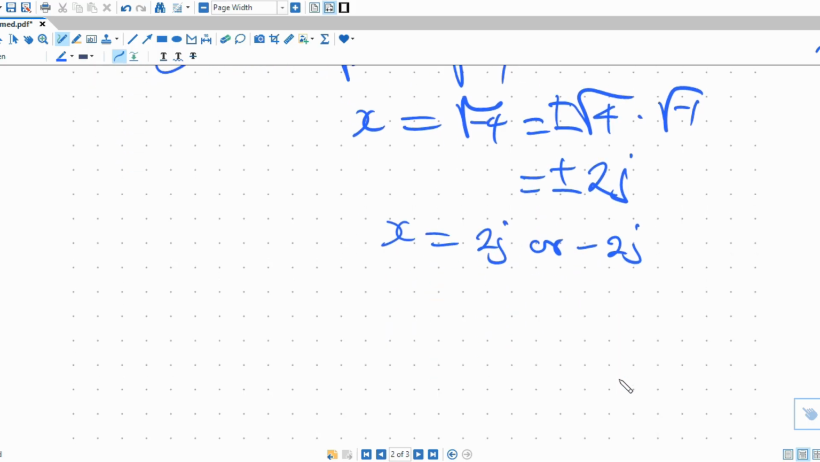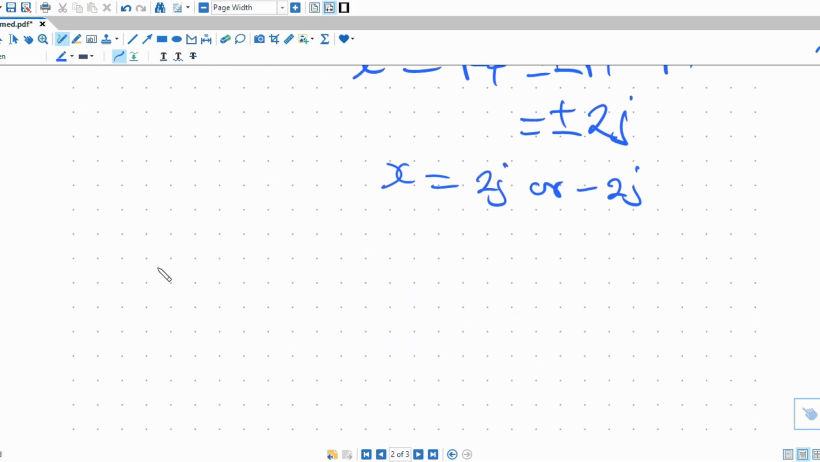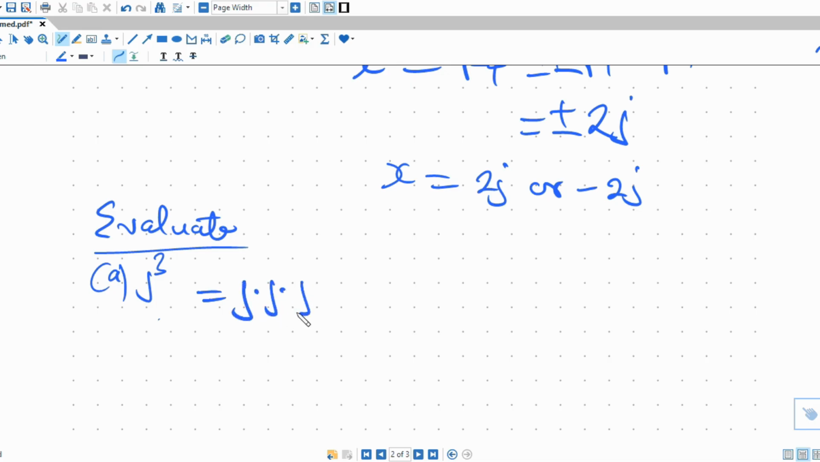Let's look at further examples. For example, if we are asked to evaluate, first one here, j raised to 3. Now j raised to 3 is the same as j times j times j. Let us first of all work out j times j.